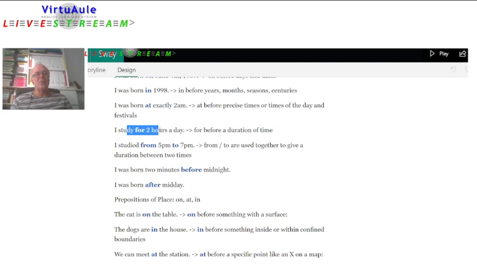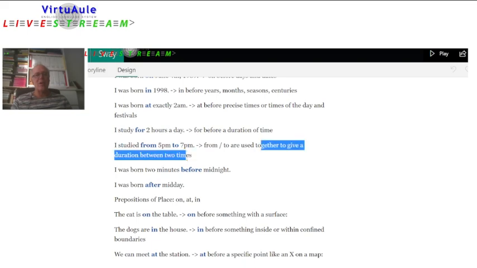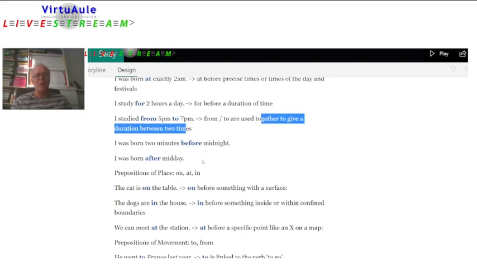I study for 2 hours a day. For is before a duration of time. 2 hours is a duration, so for 2 hours. I studied from 5 p.m. to 7 p.m. We use from to introduce the first moment, to introduce the end of a period. This is used to give a duration between two times, a period.